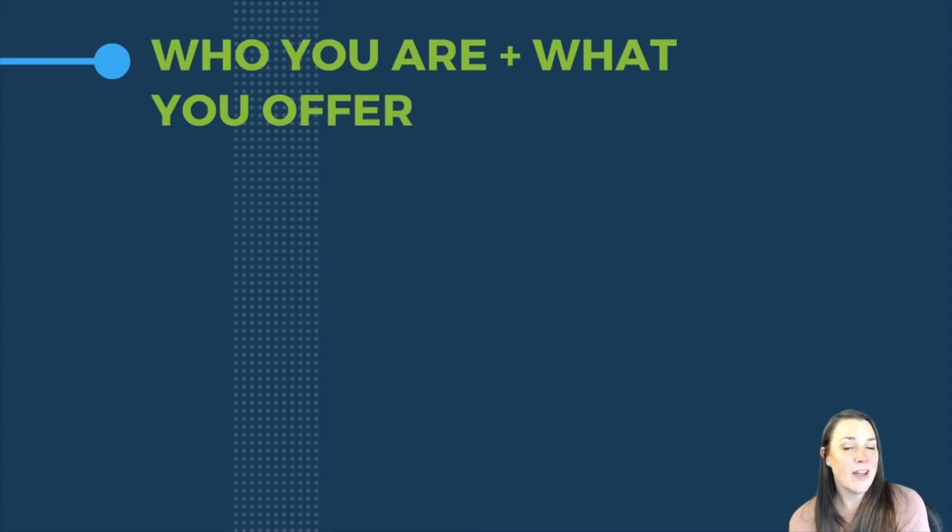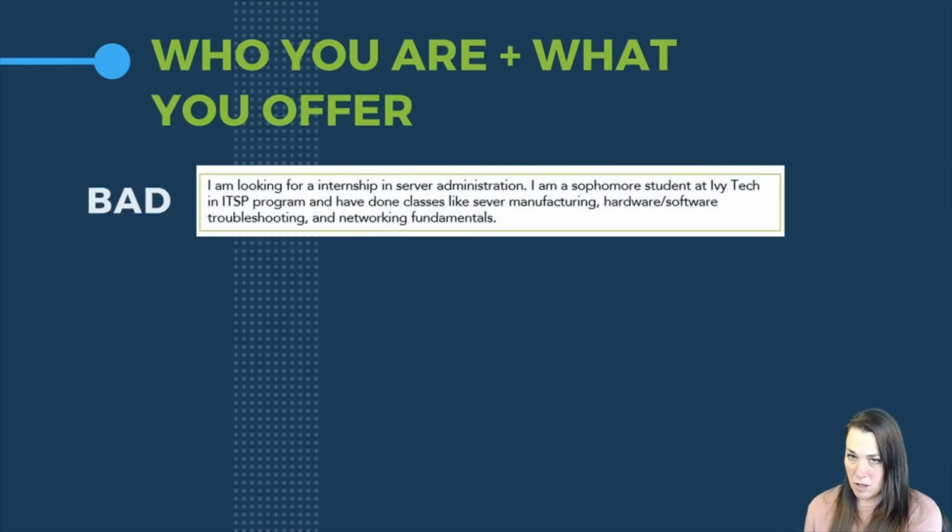So now that we've found out a little bit about what should be in your professional summary, let's look at some examples of some bad, better, and best "who you are plus what you offer" statements. So here's an example of a bad statement. The reason why this is bad is not only is it written with personal pronouns, there are also some spelling errors, and it also right off the bat talks about what the person wants as opposed to what the person can offer the company.